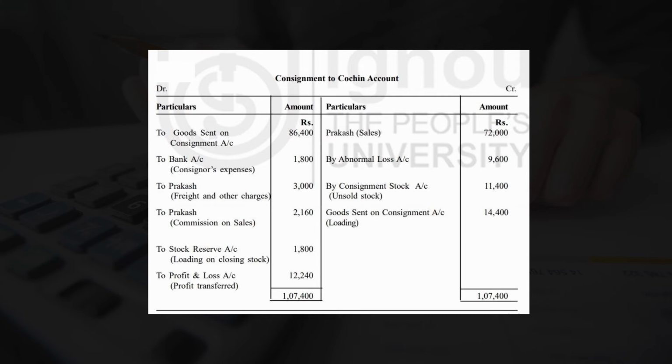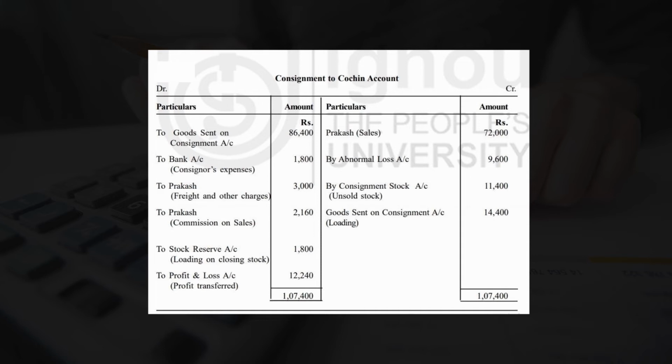This is the amount of loading on the closing stock. So the amount of closing stock is this. So the loading on this is this. We will calculate it further. This is the balancing figure, 12,240. So this is the balancing figure, the excess of the credit side over the debit side.